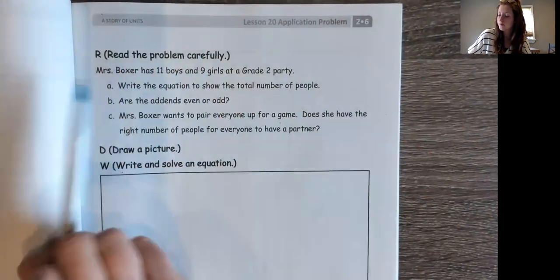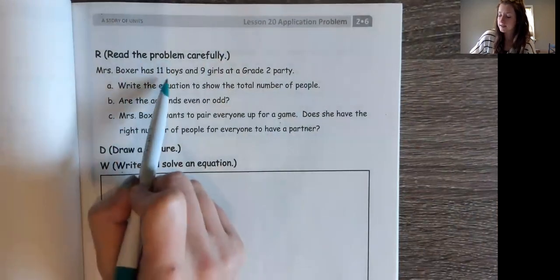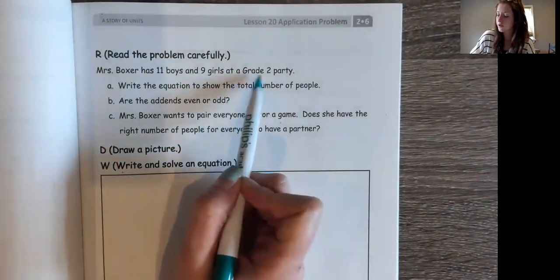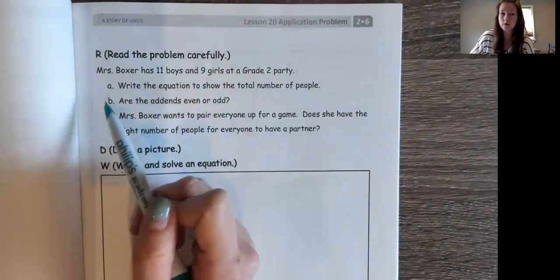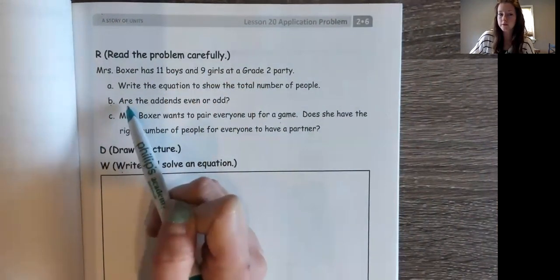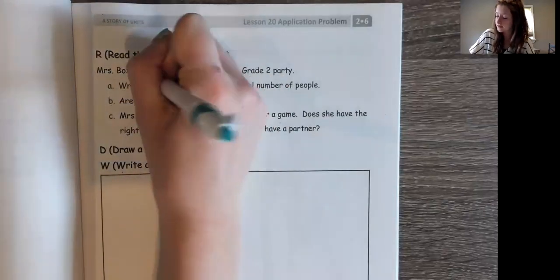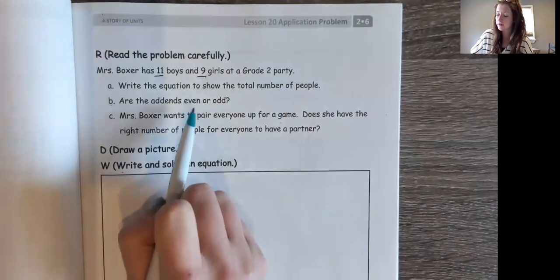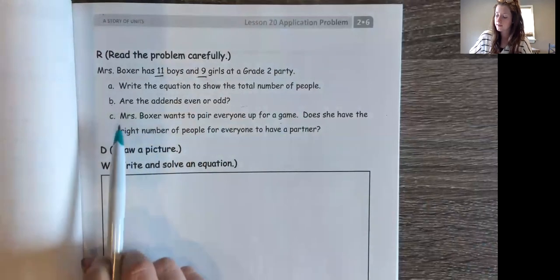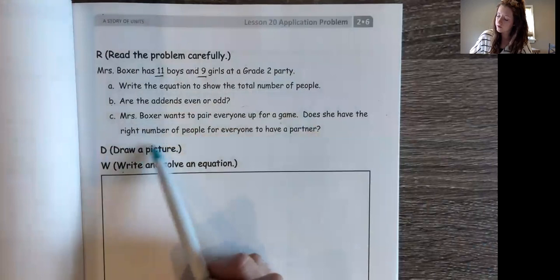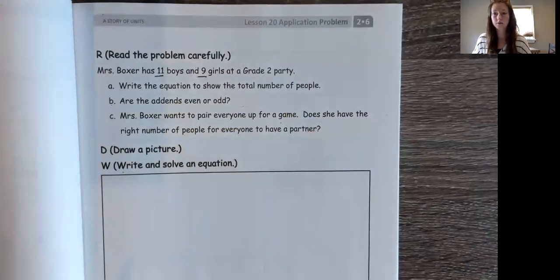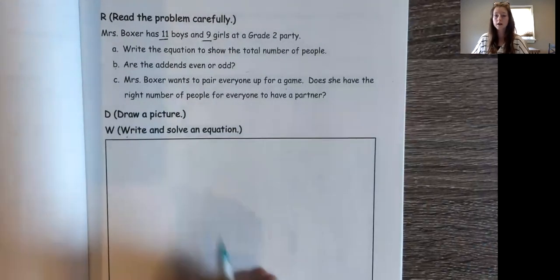First, I'm going to read my problem carefully. It says, Mrs. Boxer has 11 boys and 9 girls at a grade 2 party. First, we need to write the equation to show the total number of people. Then we're going to figure out if the add-ins, the numbers that we're adding together, right? These are my add-ins, if they're even or odd. Then Mrs. Boxer wants to pair everyone up for a game. Does she have the right number of people for everyone to have a partner? Okay, so there are a few parts to this problem.